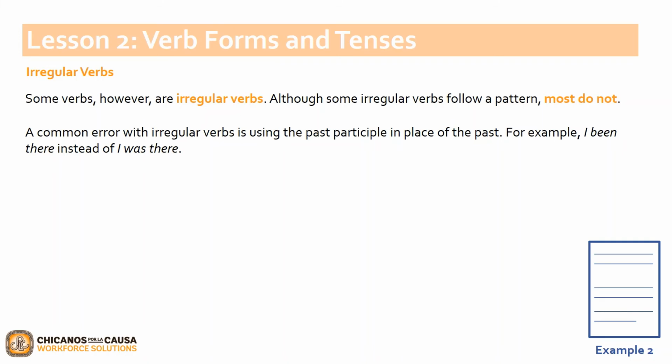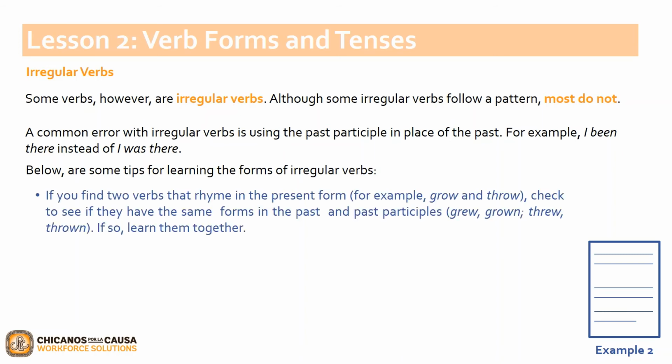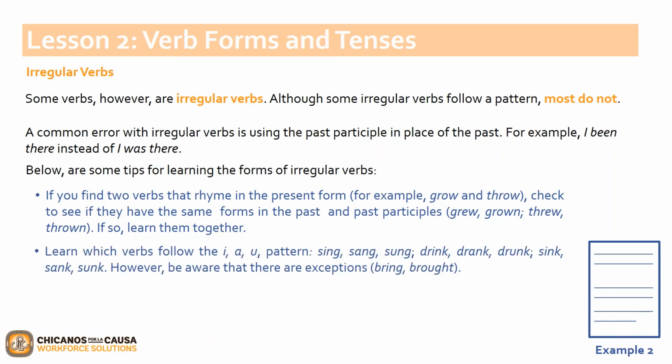Below are some tips for learning the forms of irregular verbs. If you find two verbs that rhyme in the present form, for example, grow and throw, check to see if they have the same forms in the past and past participles, such as grew, grown, threw, and thrown. If so, learn them together. Learn which verbs follow the I-A-U pattern, such as sing, sang, sung; drink, drank, drunk; sink, sank, sunk. However, be aware that there are exceptions, such as bring and brought.